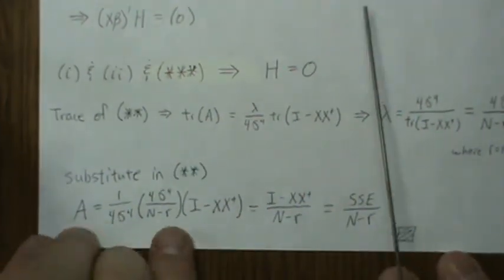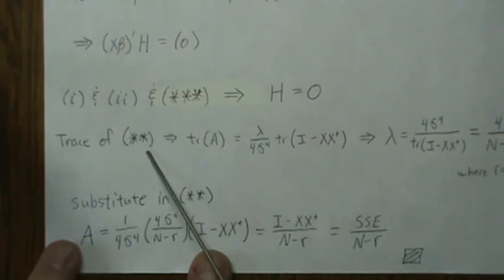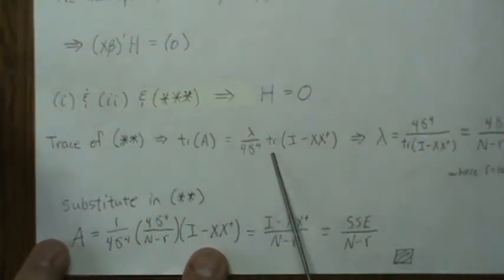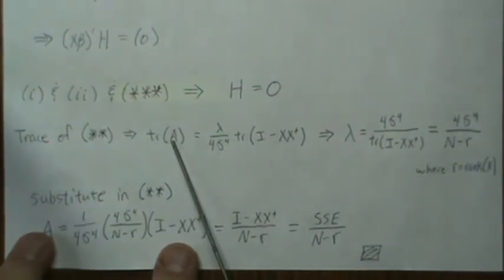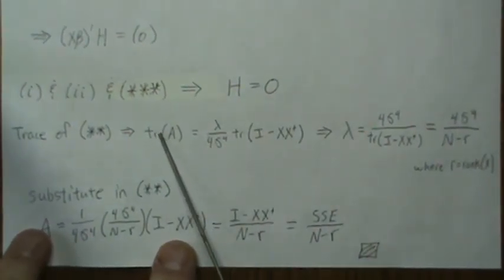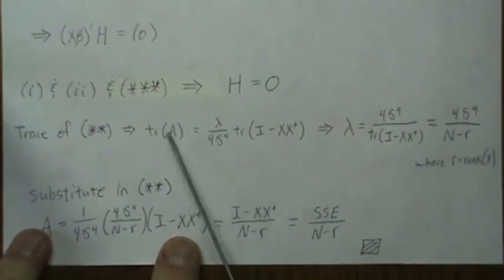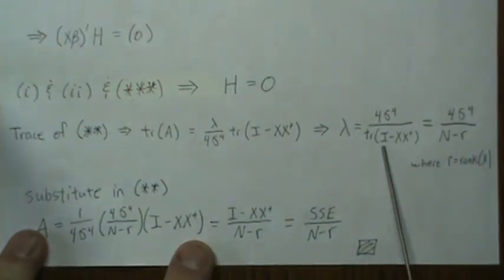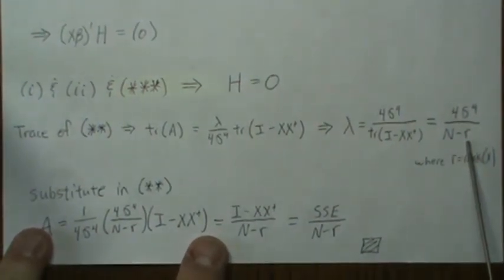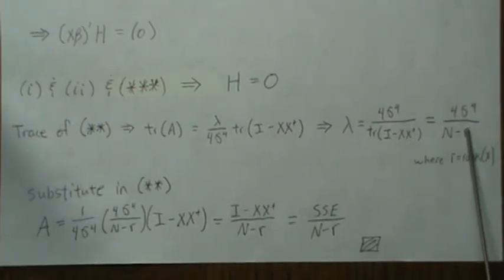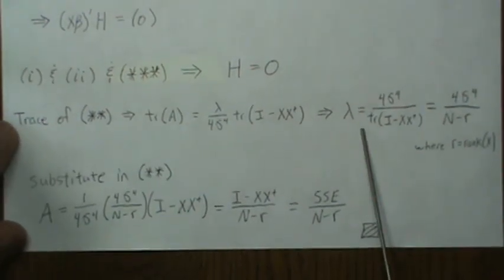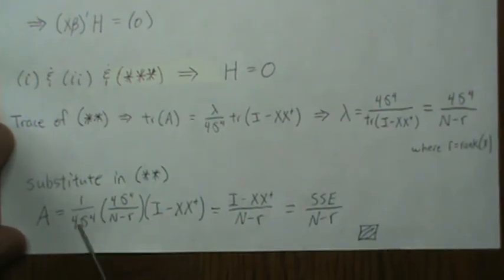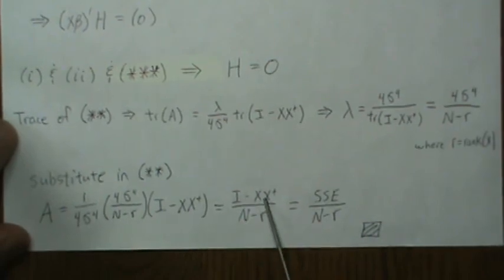So now to use the last piece of information, we're going to take the trace of double star, which is this. Now, the trace of that we said was 1. So then we multiply that piece up and divide by this piece, we get lambda is this. But this trace is n minus r, where r is the rank of x. Now we substitute this piece back in double star, and we get this. So those cancel, and we're left with just this quantity.